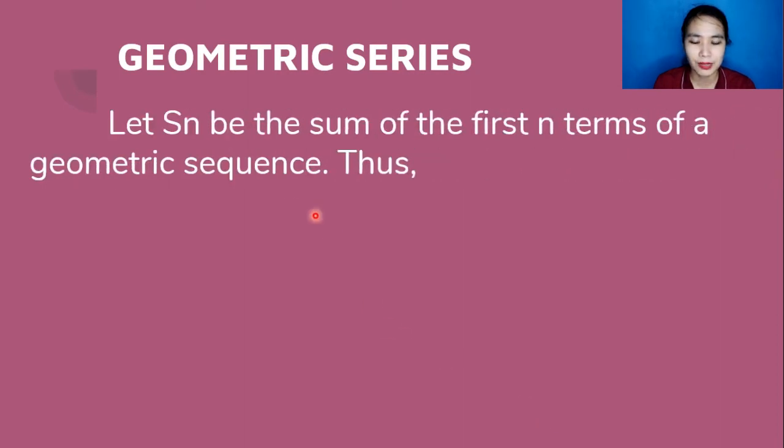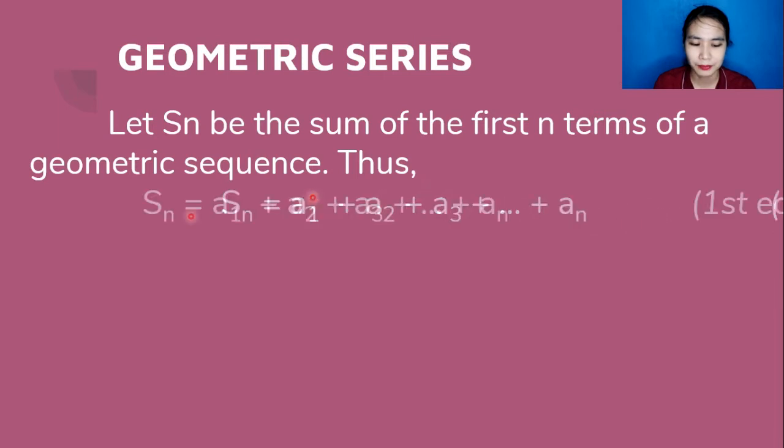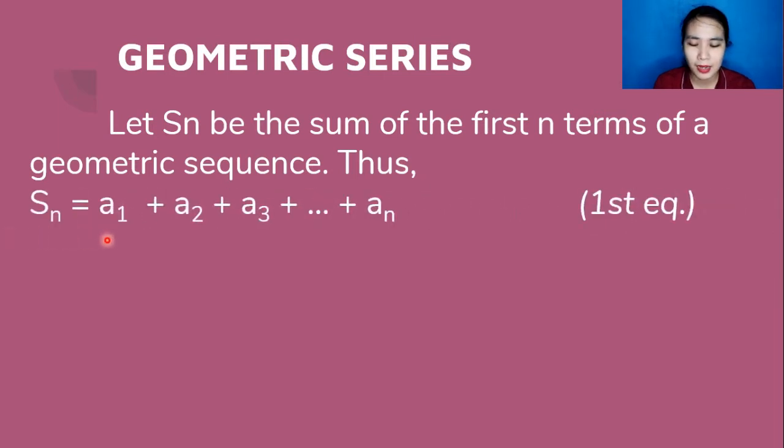In a geometric series, let's say we have S of n be the sum of the first n terms of a given geometric sequence. Thus, we have S of n equals a sub 1 plus a sub 2 plus a sub 3 plus so on and so forth plus the last term, the a sub n. And let us say this is our first equation.